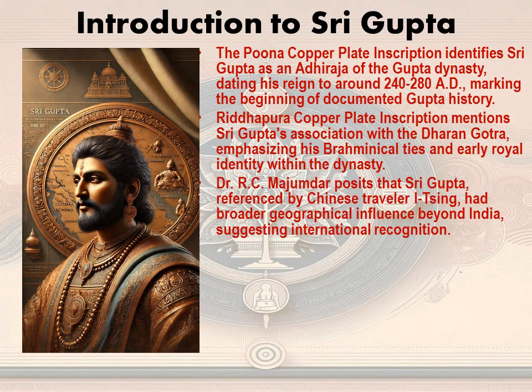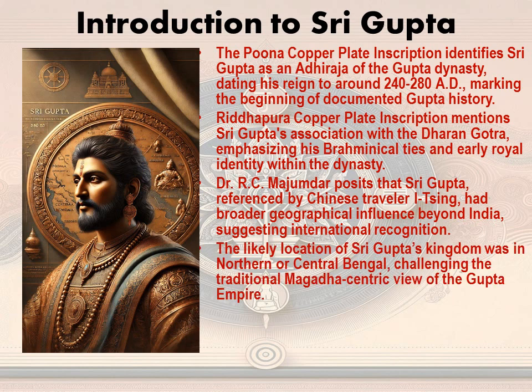Dr. R.C. Majumdar posits that Sri Gupta, referenced by the Chinese traveler It Singh, had broader geographical influence beyond India, suggesting international recognition. So, according to the nationalist historian Dr. R.C. Majumdar, Sri Gupta has been mentioned in the travel logs of It Singh, who was a Chinese traveler, and thus his empire had a broader geographical influence, spread beyond India, suggesting that Sri Gupta had an international reputation.